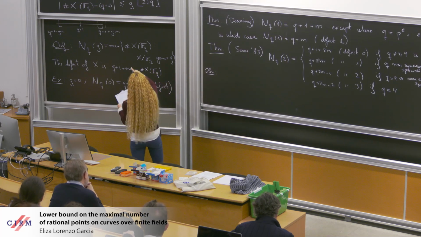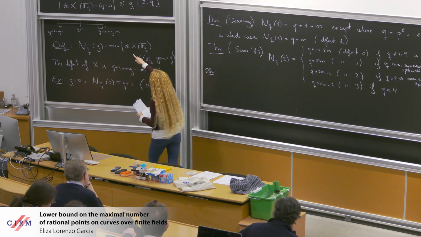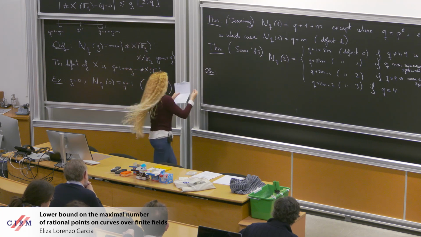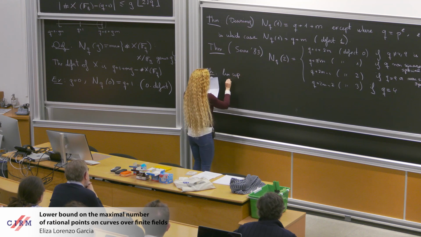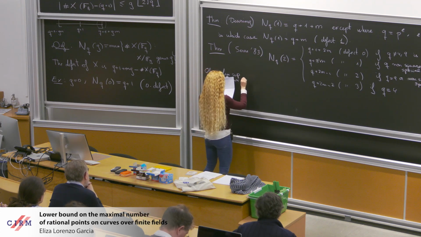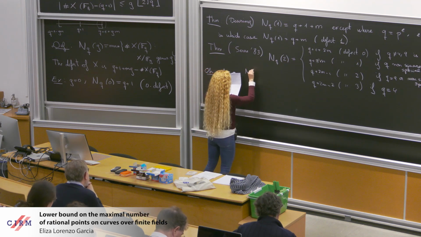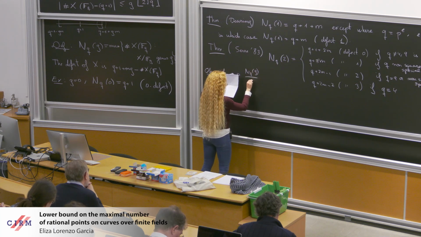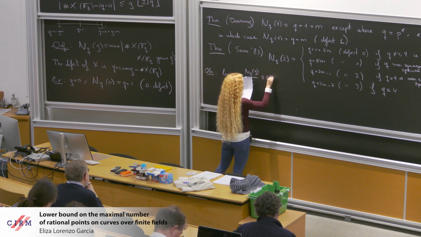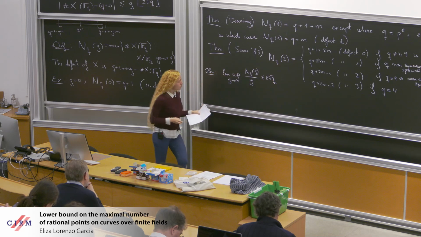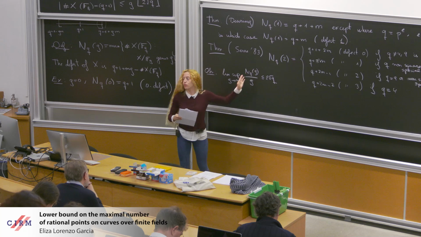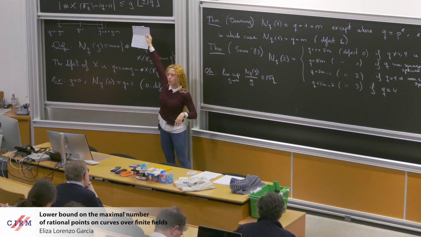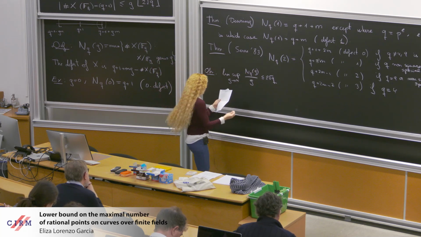Because of the Hasse-Weil bound that I wrote here, well, this interval over there, we actually get that the limit when g goes to infinity of this quantity is smaller or equal than 2 square root of q. But actually there is a much better bound. This is just if we use this, but we know that the bound is much better.